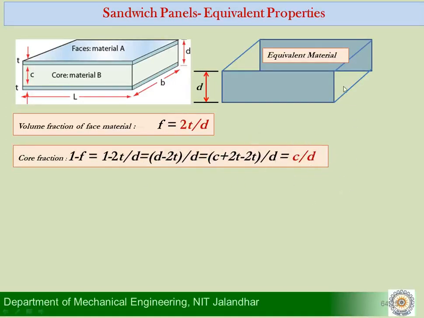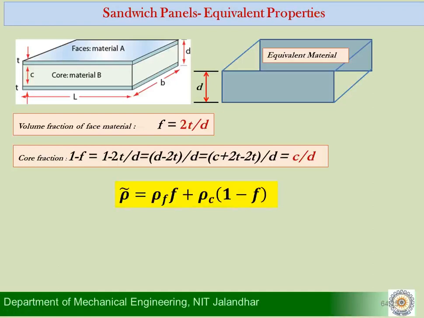So you have two terms. We are writing here f, which is an important one for us to remember. We are writing f here as the volume fraction of the face material, and we are writing it as 2t upon d, and the core fraction we are writing as 1 minus f, and this 1 minus f is then written as c upon d.